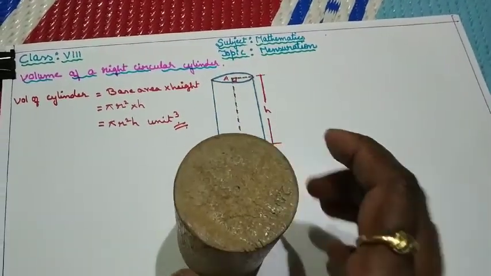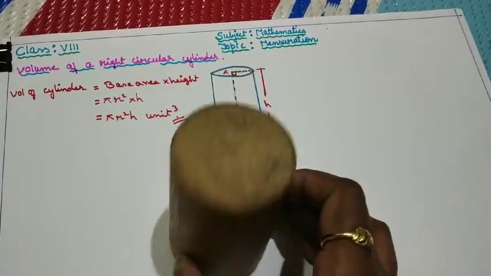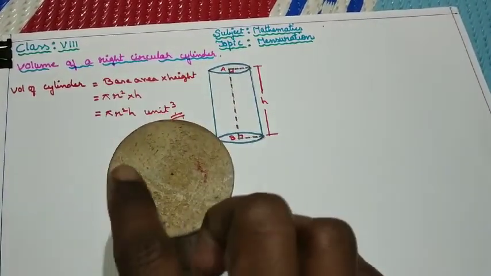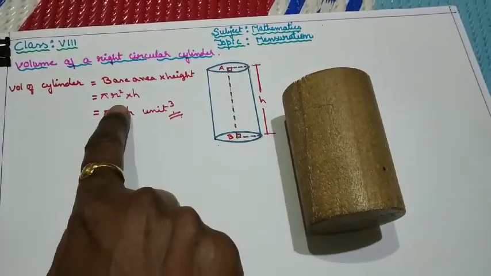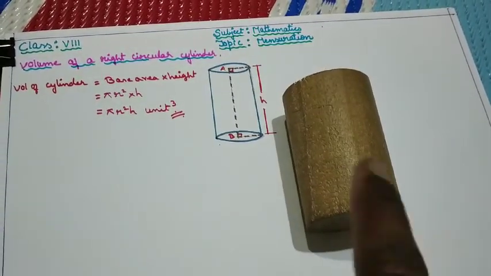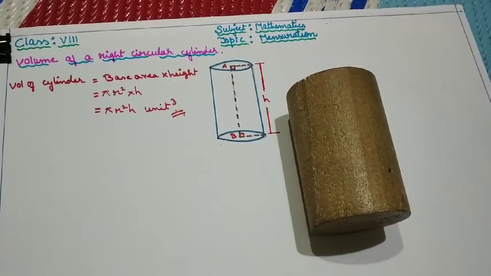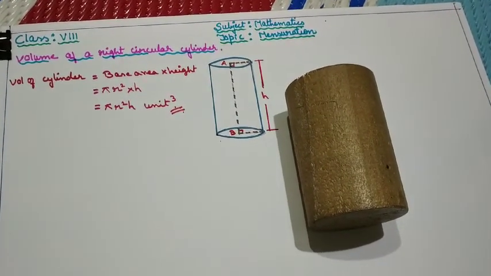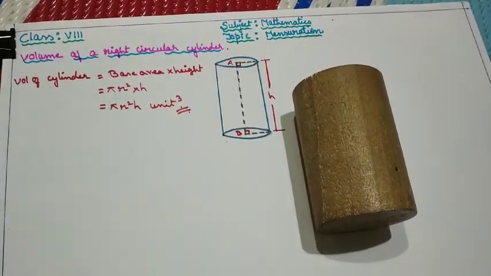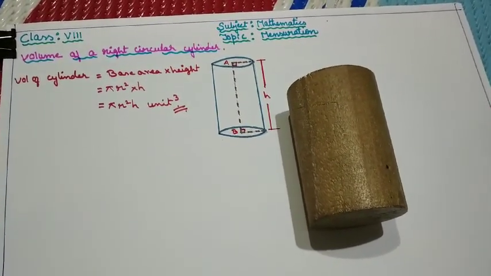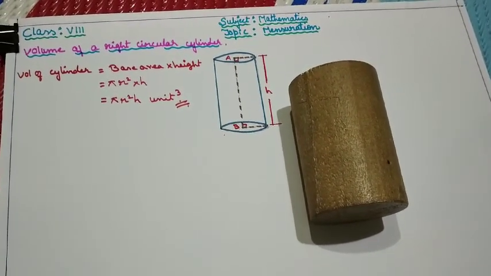You can see here the top of the cylinder is in the form of a circle and the cylinder base is also in the form of a circle. Therefore, the area of base is considered as pi r square and height is the height of the cylinder. Therefore, the volume of cylinder is pi r square h. Since we are discussing the volume concept, the unit for volume will be in cubic units. Clear? So now we'll start solving the worksheet based on the volume of cylinder concept.